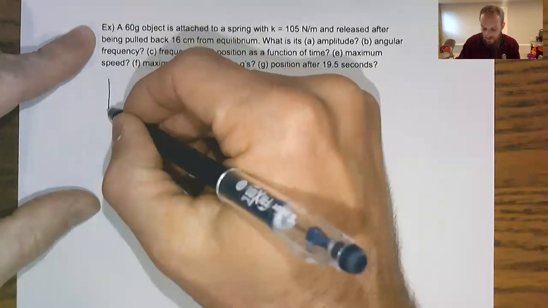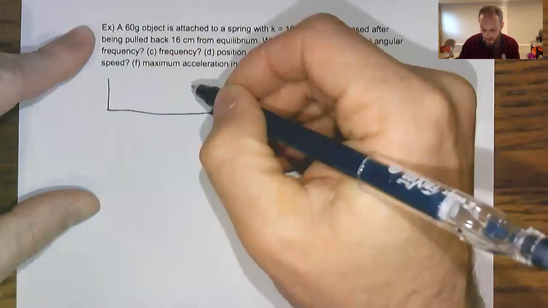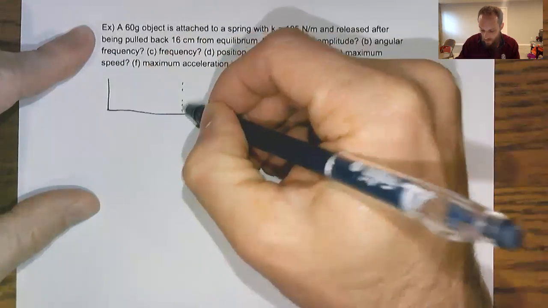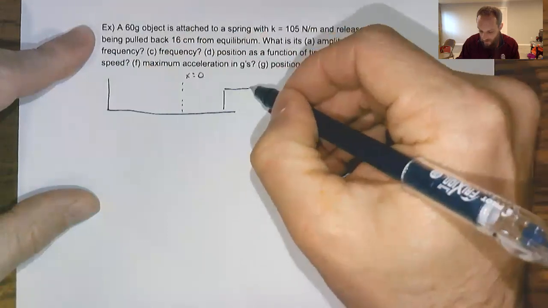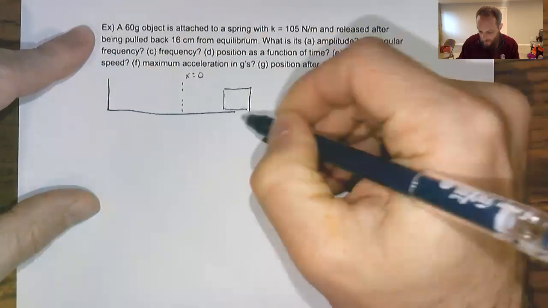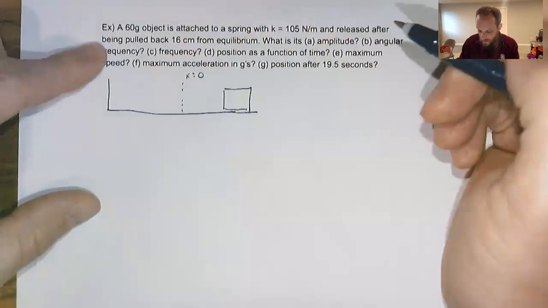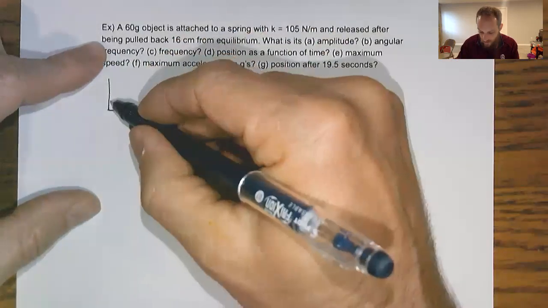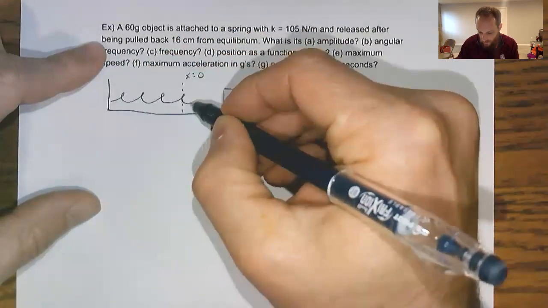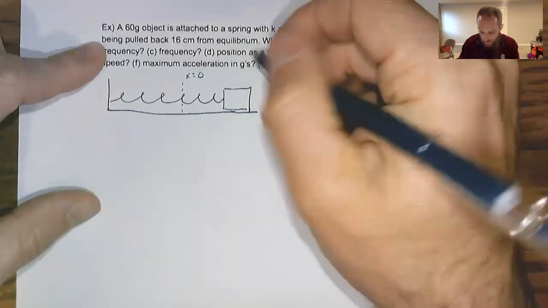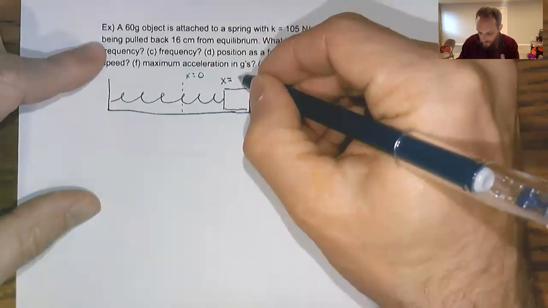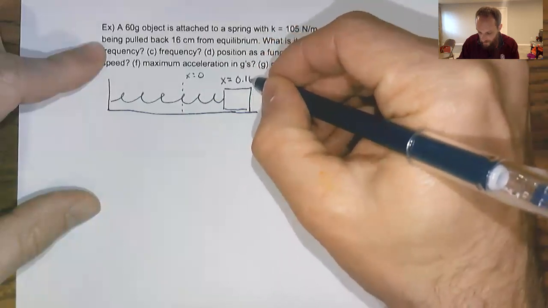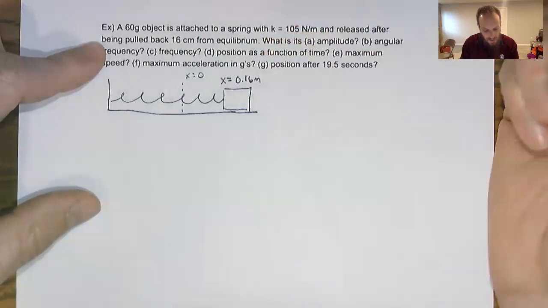So I'll draw my spring mass system and my equilibrium here, x equals 0. Put the mass out here at the end, because it's being pulled to 16 centimeters away from equilibrium. Draw it out like this. So that means that its original starting position is going to be 16 centimeters. We'll go to our base metric units, 0.16 meters.